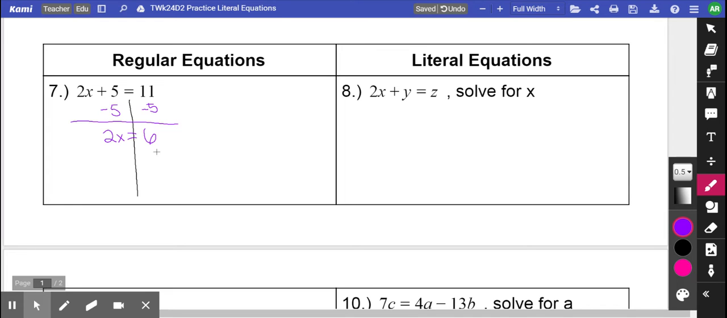Now we have 2x equals 6. Divide by 2 on both sides, right? There's that implied multiplication again. And we get x is equal to 3. So now for the literal here, I replace the 5 with the y, the 11 with the z.